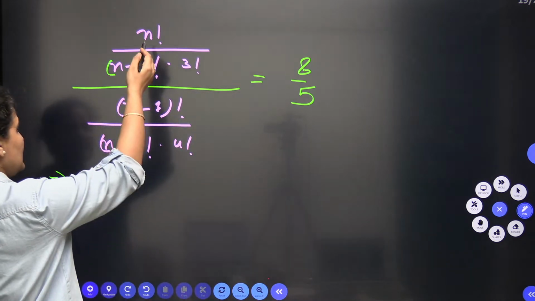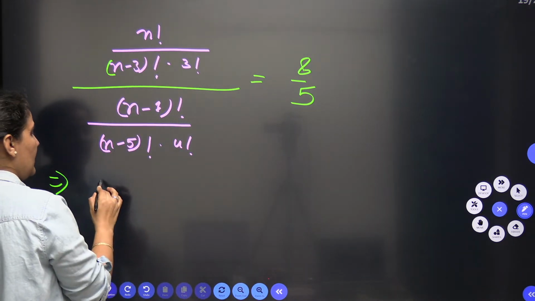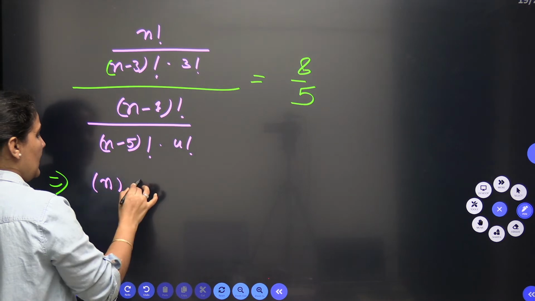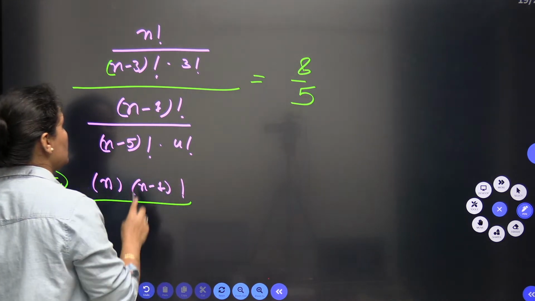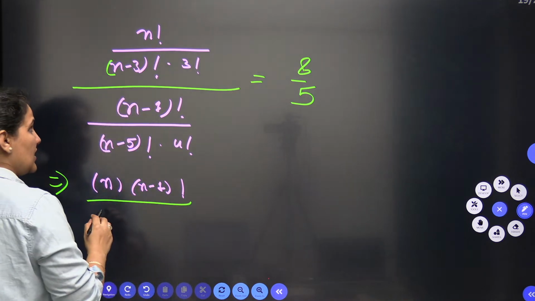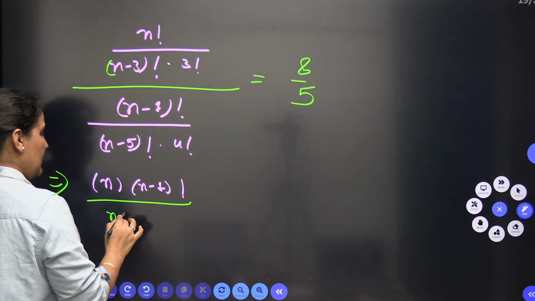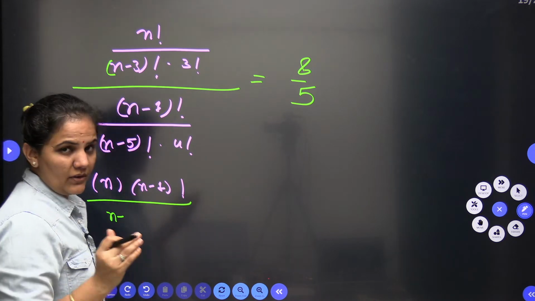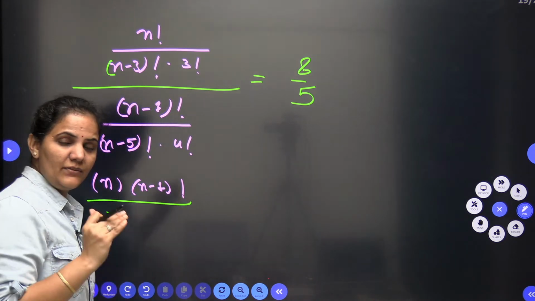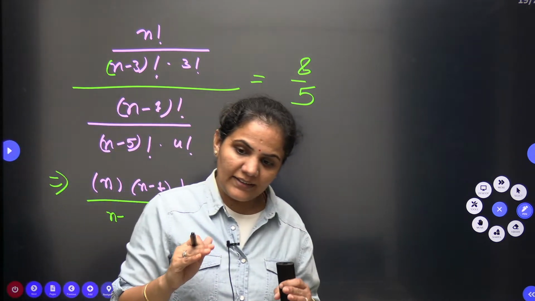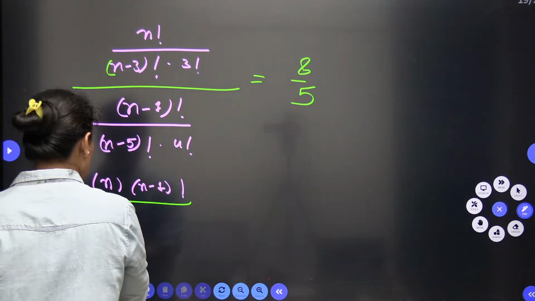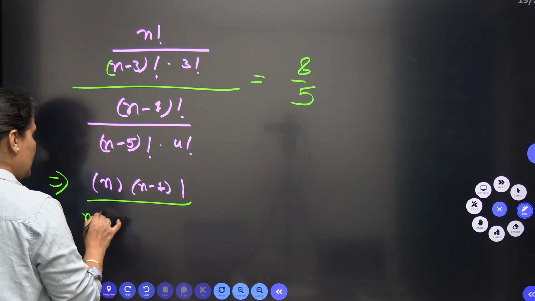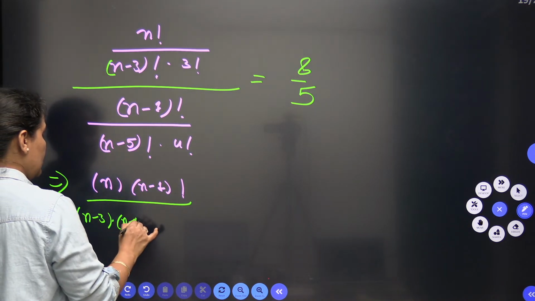So here, as we have n factorial, when I take n outside, it will be n by (n minus 1). I also have n minus 3, so let it be n minus 3. When I take n minus 3 outside, it will be n minus 4. When I take n minus 4 outside, it will be n minus 5 inside. So here I can write n minus 3 and n minus 4.